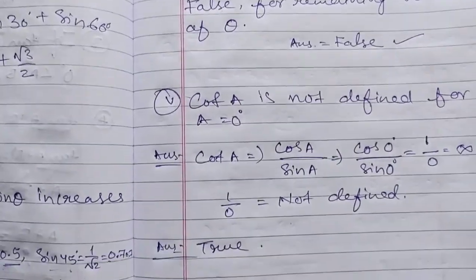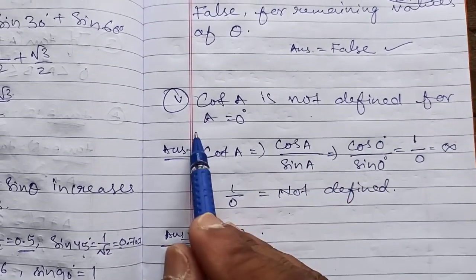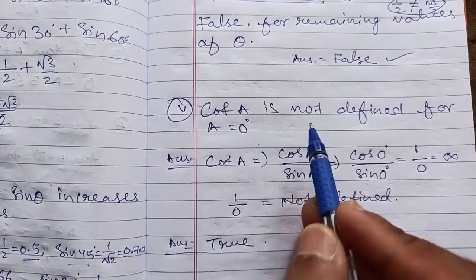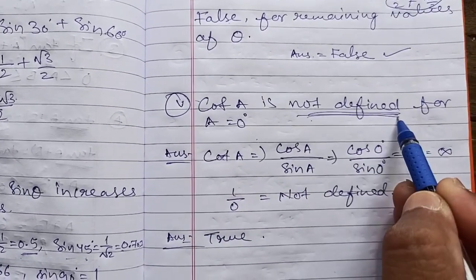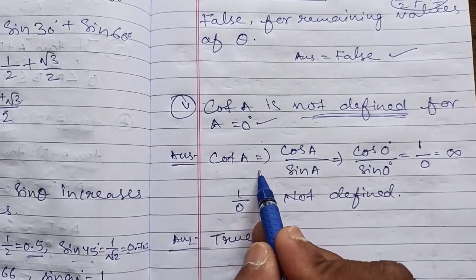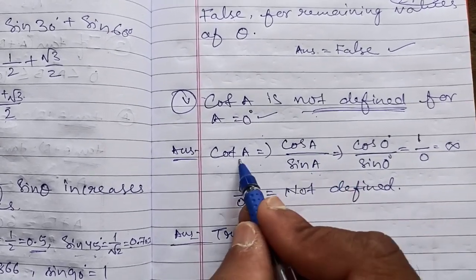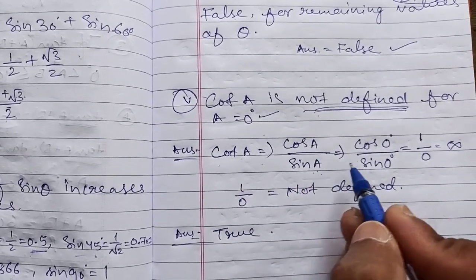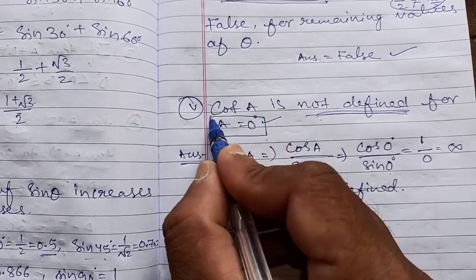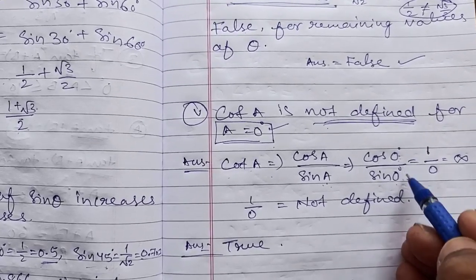Okay, now last bit. Cot A is not defined for A equals 0. We have to check from the trigonometric table whether cot A is not defined when A equals 0. Cot A equals cos A by sin A. Its formula is there. Cot A equals cos A by sin A, so cos 0 by sin 0. How did we get this? Because we have to check with A equals 0. In place of A, I wrote 0 degrees.